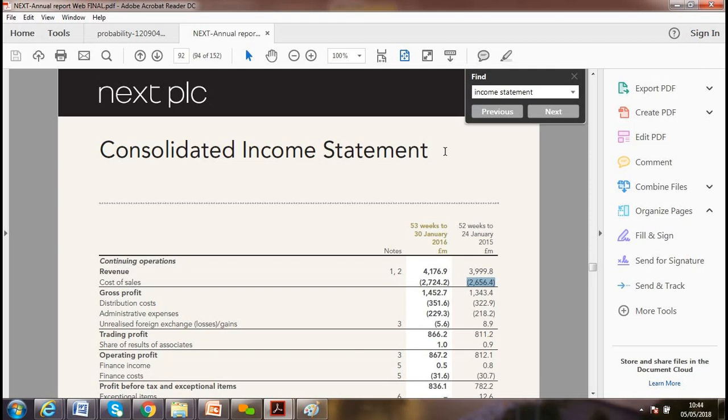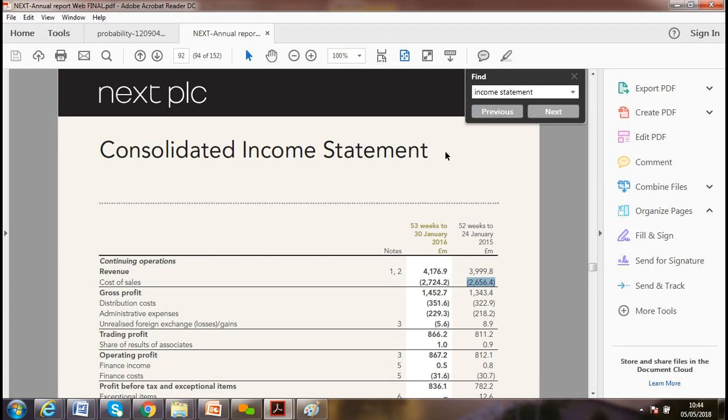So what was the formula? Could you please repeat? You already found the difference between last year's cost of sales and this year's. Divide by the last year figure, and we can multiply by 100 to find the percentage, because you found it in millions. 67.8 divided by 2656.4, times 100, would be 2.55%. So our cost of sales has increased 2.55% compared to last year.